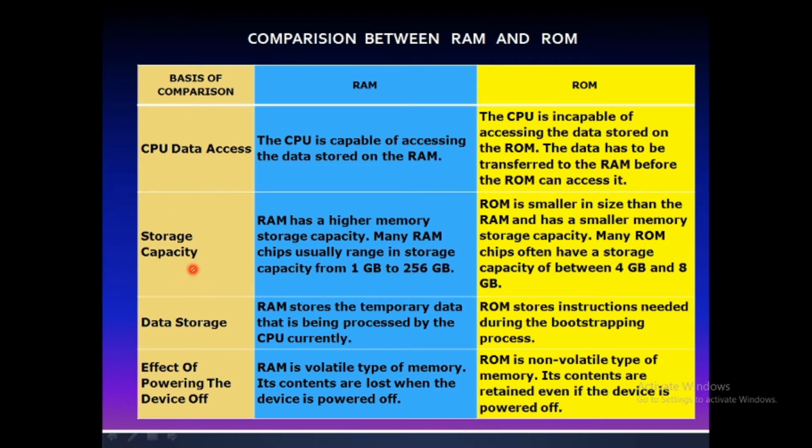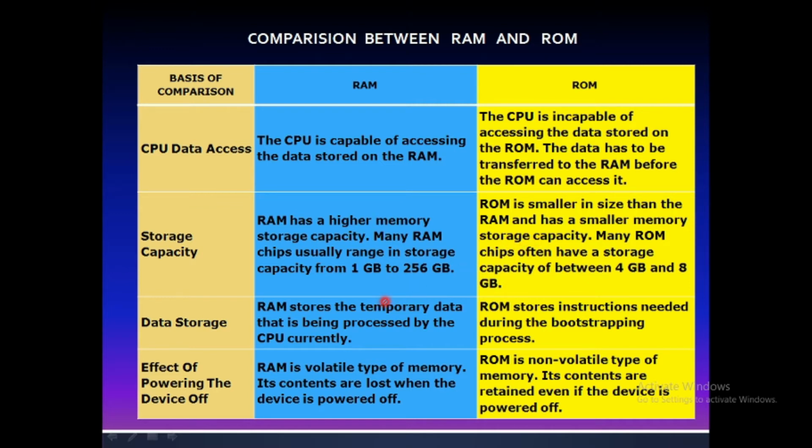Coming to the storage capacity, RAM has a higher memory storage capacity. Many RAM chips usually range in storage capacity from 1 GB to 256 GB, whereas ROM is smaller in size than RAM and has a smaller memory storage capacity. Many ROM chips often have a storage capacity of 4 GB and 8 GB. So you can see the drastic difference of storage between the RAM and ROM.